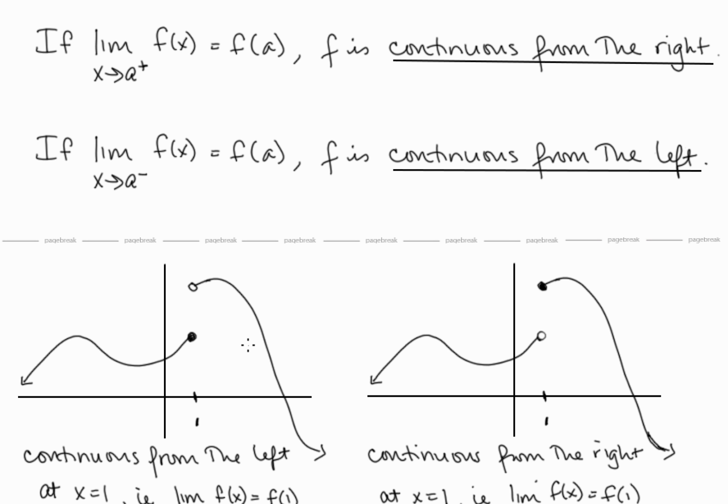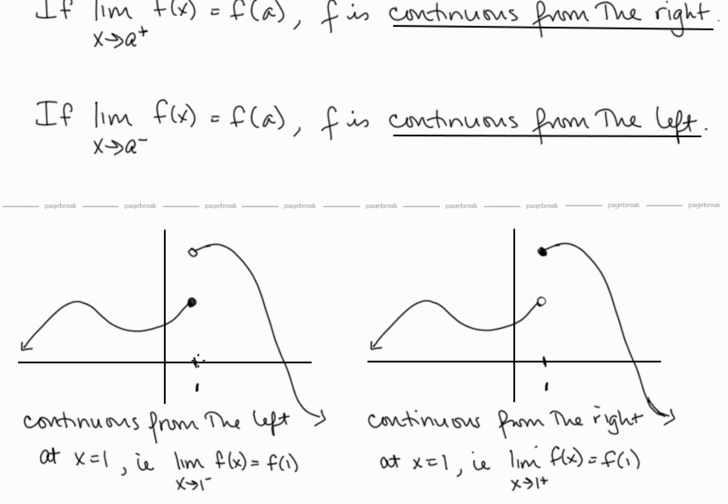So here we have a function that is not continuous at x equals 1, but it's continuous from the left at x equals 1. Because the limit as x goes to 1 from the left is equal to f of 1, the function evaluation at that point. We have the closed circle here being the same value as the left-sided limit. Here, again, we have a function that's not continuous at x equals 1, but this one is continuous from the right at x equals 1. And that's because the limit as x goes to 1 from the right of f of x is equal to the function evaluation at that point. It's because we have the closed circle equal to the limit from the right.